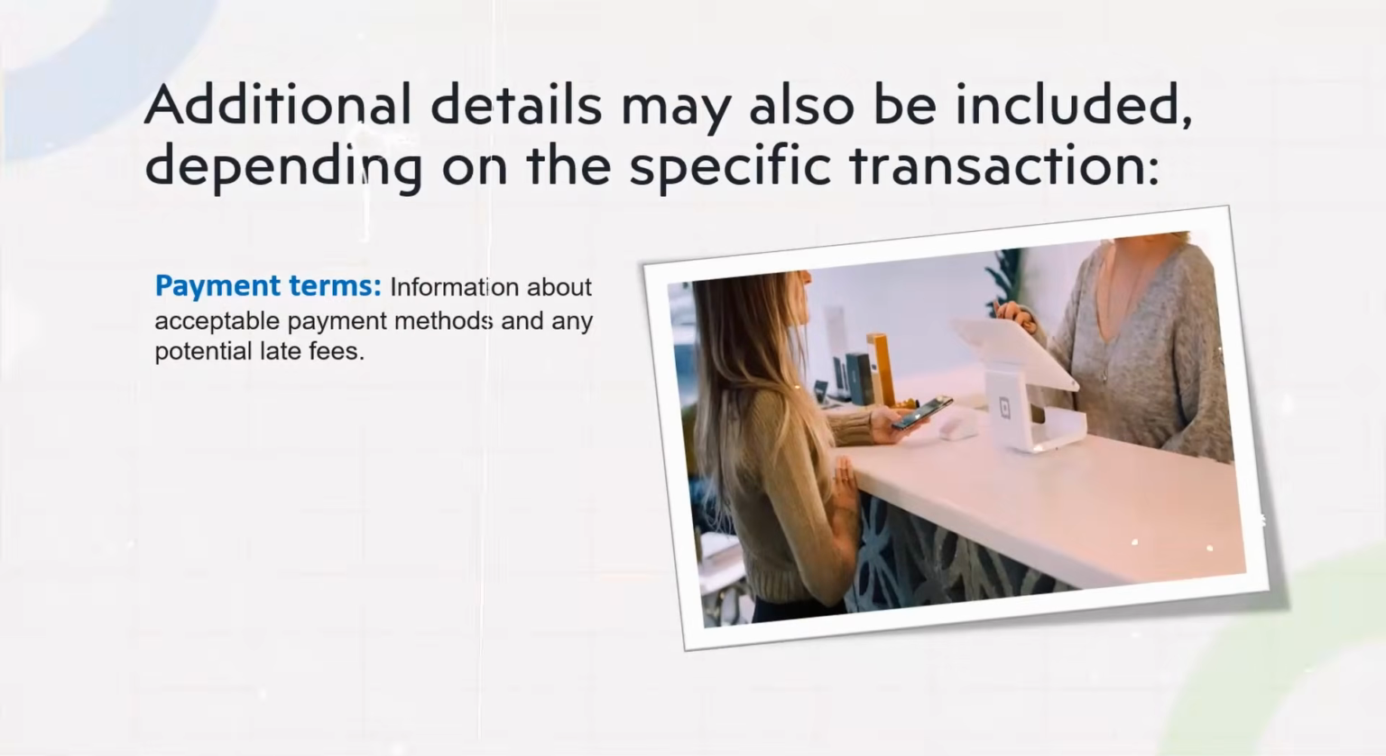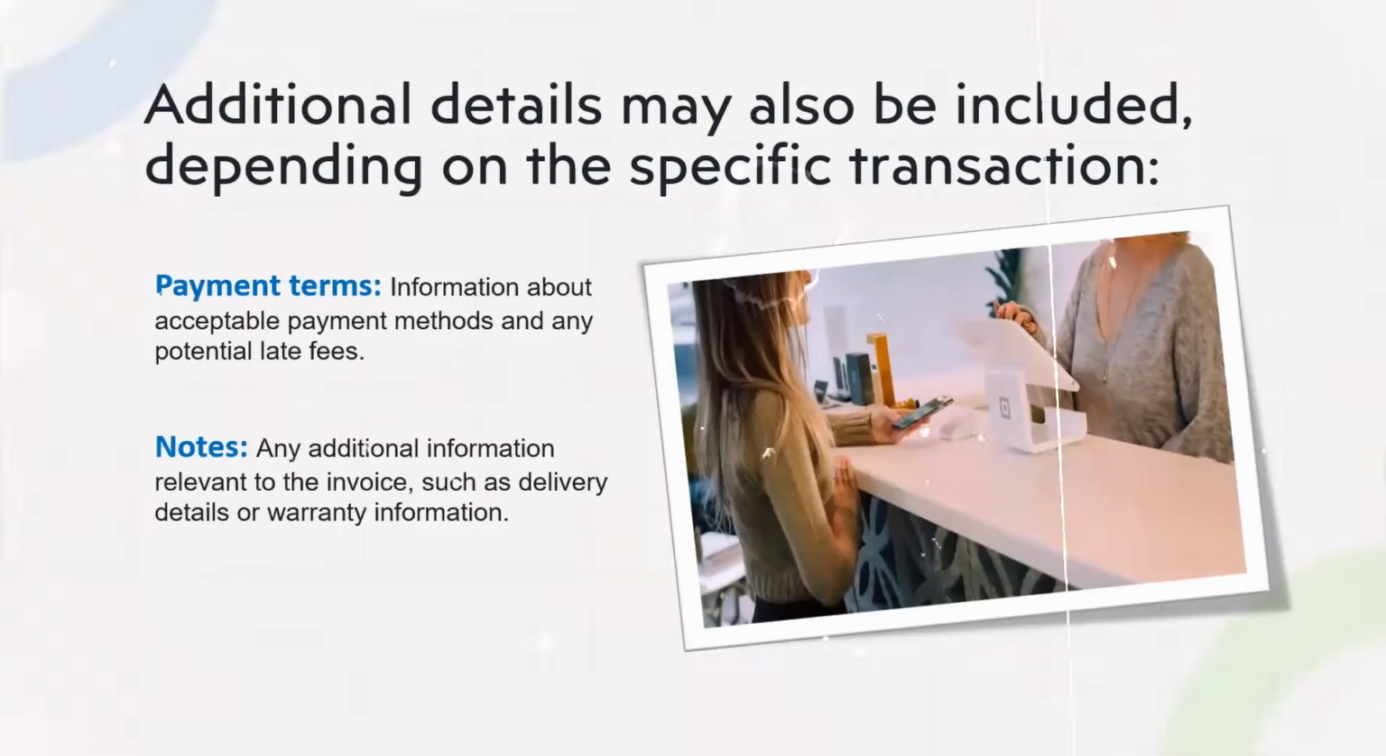Again, what are some of the additional information we can find on an invoice? That is any additional notes, such as delivery details or warranty information, which can also be mentioned on the invoice. Okay, great. Now let's move on and talk about the various types of invoice.